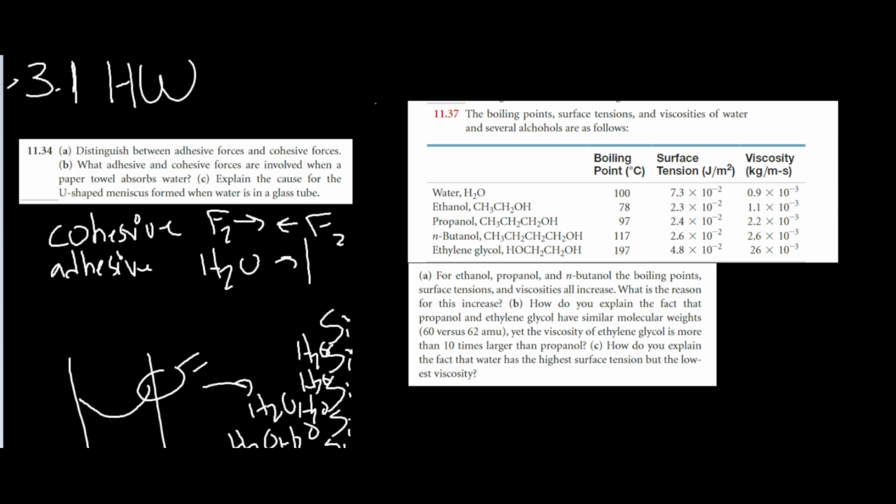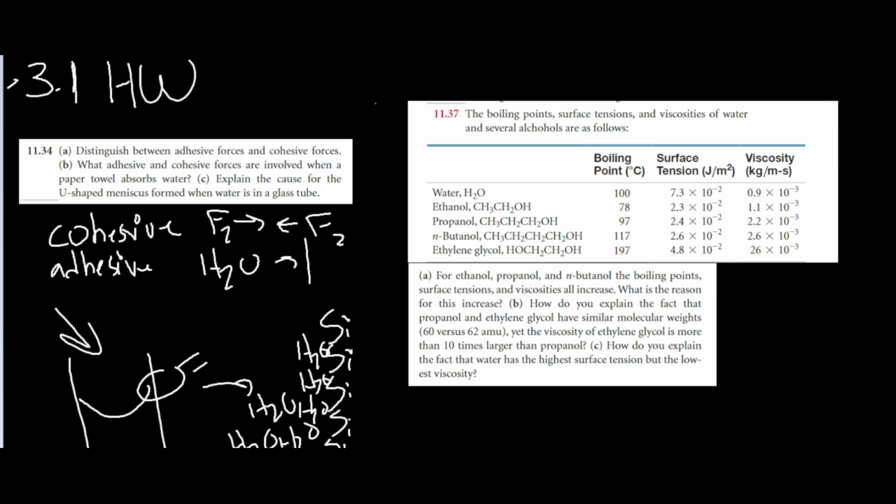And then for C, explain the cause for the U-shaped meniscus, which I crudely drew here, formed by water in a glass tube. So if you take a closer look with a magnifying glass or whatever, you see that the water molecules have these adhesive forces with the silicate walls of the glass. So the water would kind of climb up the walls of the glass, kind of like zombies in The Walking Dead. Okay, sorry. So they climb up because of the forces that connect them to the glass, the adhesive forces. So yeah, that is the reason why.